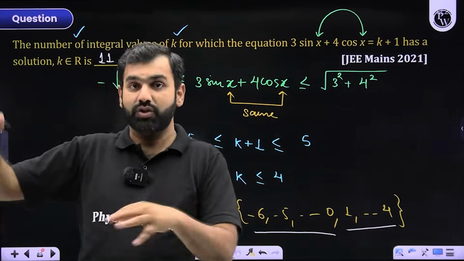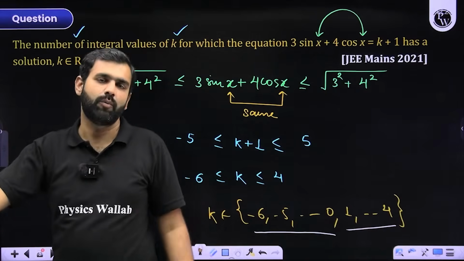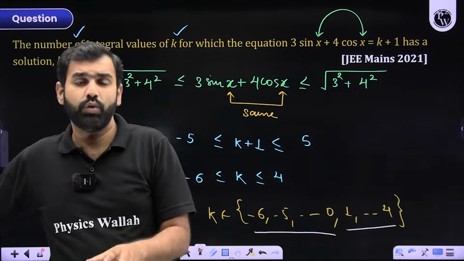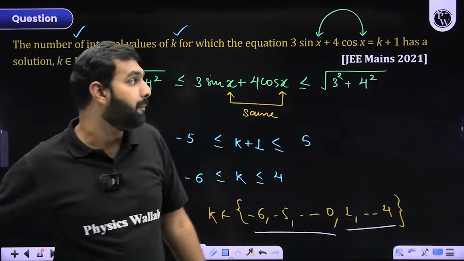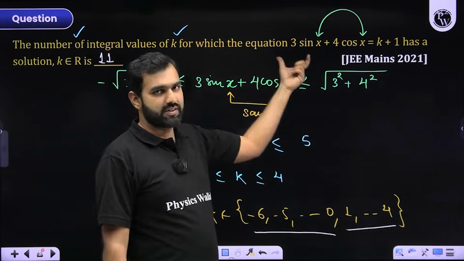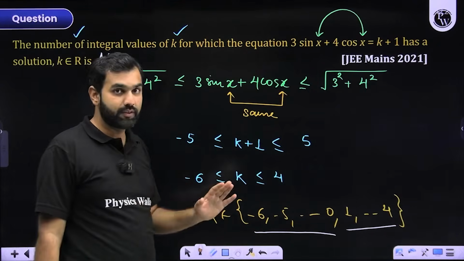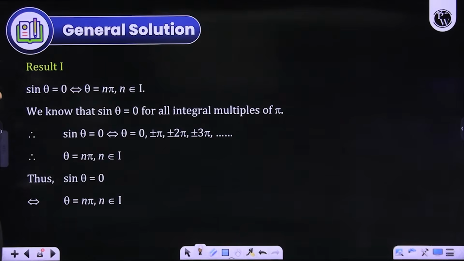For example, in application of derivatives, there will be different methods: the second derivative test, the first derivative test, monotonicity, and something like that. That is what we'll discuss in AOD. But at this stage, whenever you deal with range-based questions like this, this is what you're supposed to do. Will you remember that? I hope there is no confusion on that. Can we move ahead?